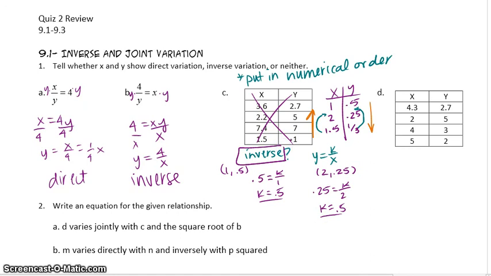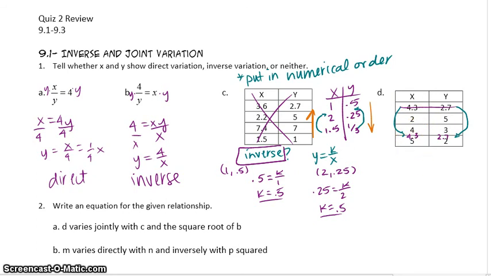Okay. And then for D, we have to do the same thing. Let's check to see if it's in numerical order. 4.3, 2, 4, 5. Not quite. So we're going to have to take our 4.3 and move it down, and in the same way we have to move our 2.7 down with it. So there's going to be a 4.3 here and a 2.7. Looking at this, now it goes 2, 4, 4.3, and 5.